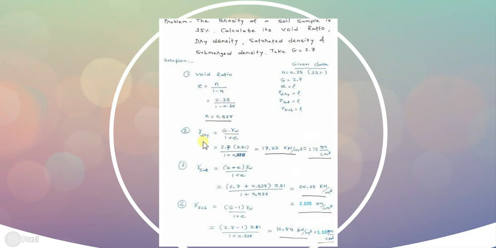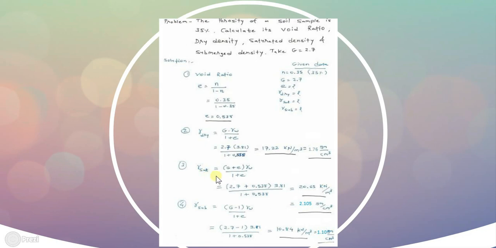So I am putting the gamma D formula and the values as given. Gamma D becomes 17.22 kilonewton per meter cube, but here I am asked to find dry density. It is density, not unit weight. So I'll convert it by dividing 17.22 by 9.81. It will be converted into gram per centimeter cube. So 1.76 gram per centimeter cube is the dry density of this particular soil.